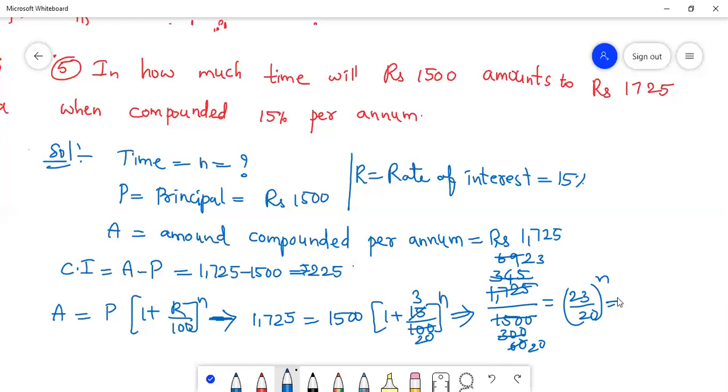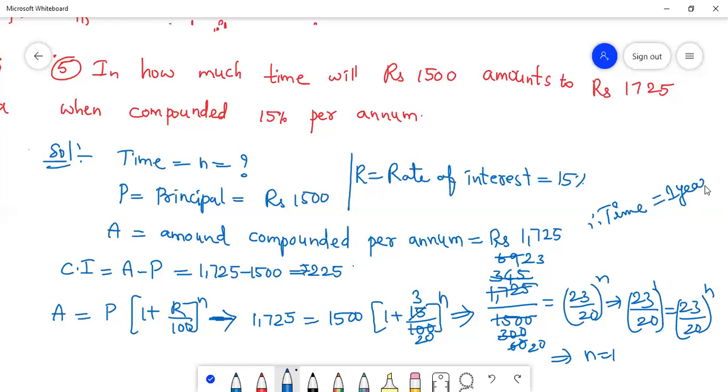From this we can take 23 by 20 whole power 1 is equal to, right side, 23 by 20 whole power n. Here the bases are same, so we can equate the powers: n equal to 1. Therefore, the time period is 1 year. That is the answer.